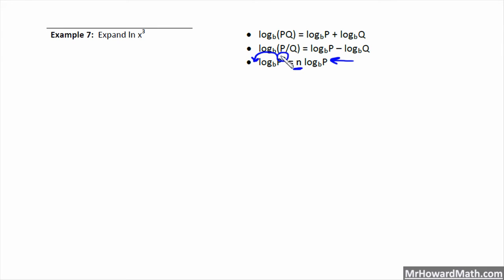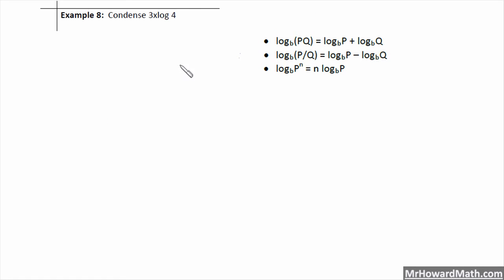That's what's happened here. This n that was an exponent is now this n in front as a multiplier. So this one will simply become 3 ln of x. So we just took this 3, we moved it in front, and now we've expanded that. We went from the left most theorem to the right most theorem. So when we go to this side again, we will be expanding, and vice versa when we go from the right to the left, we'll be condensing. All right, so let's look at example 8 next.